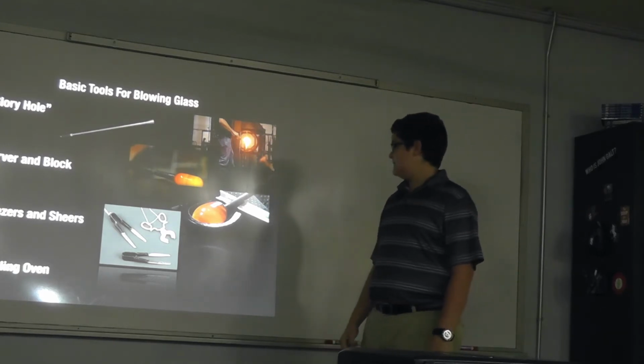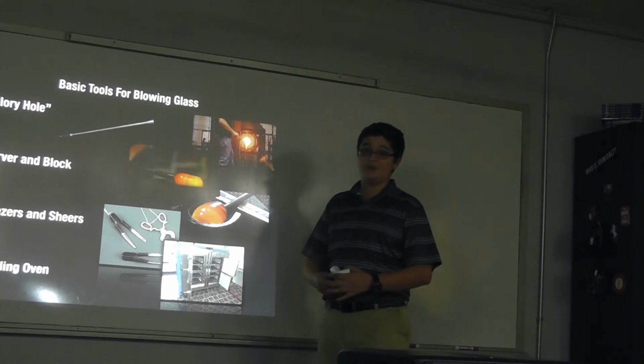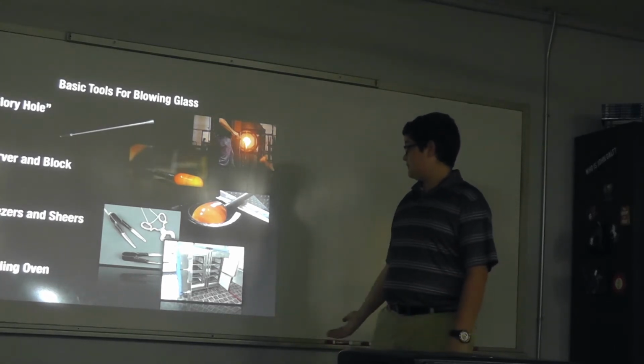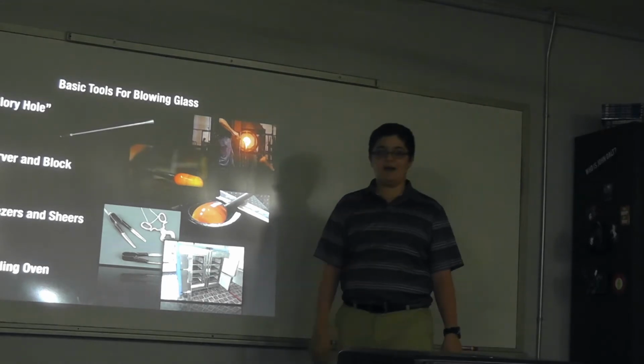And the last thing you'll need is the annealing oven. It's basically the refrigerator for cooling the glass down to room temperature. So those are some of the basic tools for blowing glass. Now we'll get over how to actually blow glass.